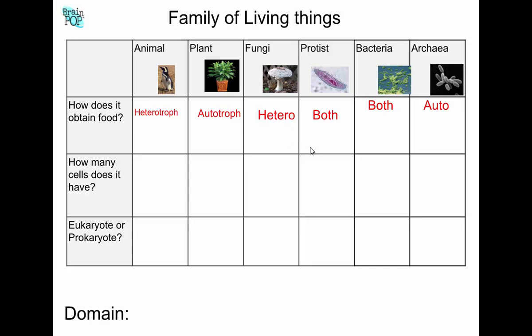Number of cells. What are the 2 terms we're going to use here? Unicellular or multicellular. Correct. Are they made of one single cell or many cells together? How about animals? Multicellular. How about plants? Also multicellular. Fungi are a little strange because there's just a couple that are unicellular, but most are multicellular. So they can be both. You could write both if you'd like.